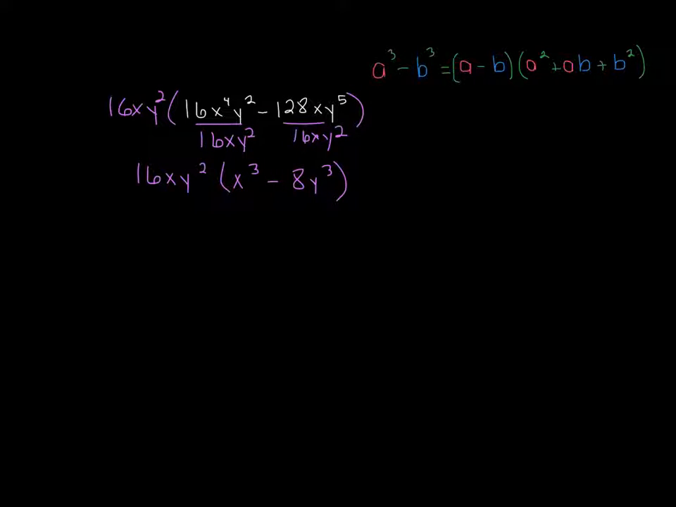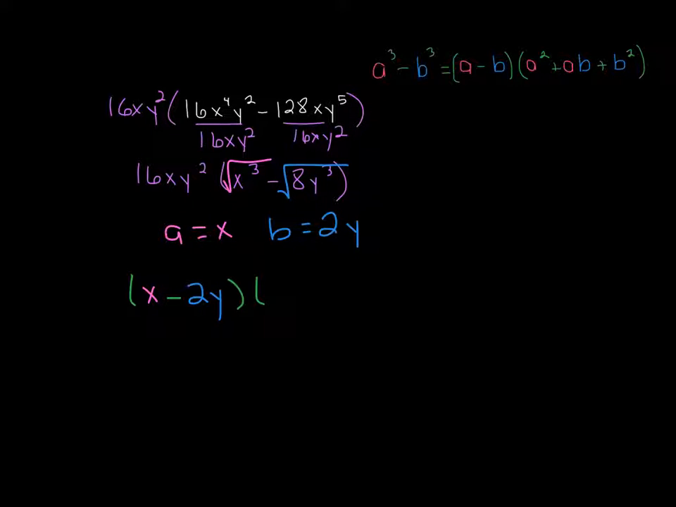Okay, now we do have a difference of cubes. So our first term, the cube root of x cubed, is x, so A equals x, and the cube root of 8y cubed is 2y, so B is 2y. Notice again, looking at your signs, it's a difference, so the first sign's a minus, the second sign's opposite, which is plus, and the last sign's always positive. So let's plug this into our formula. A is x, and B is 2y.